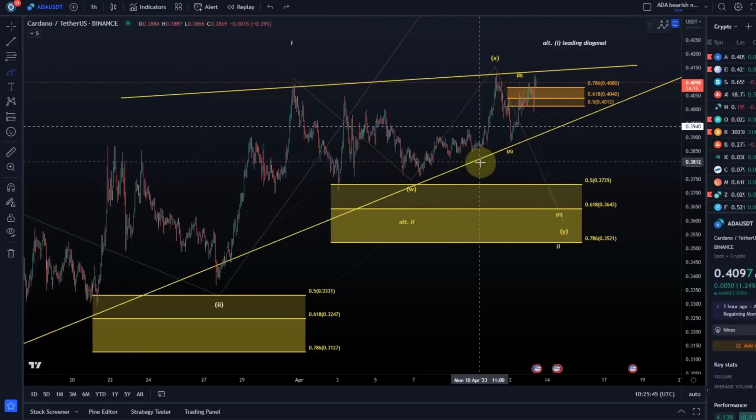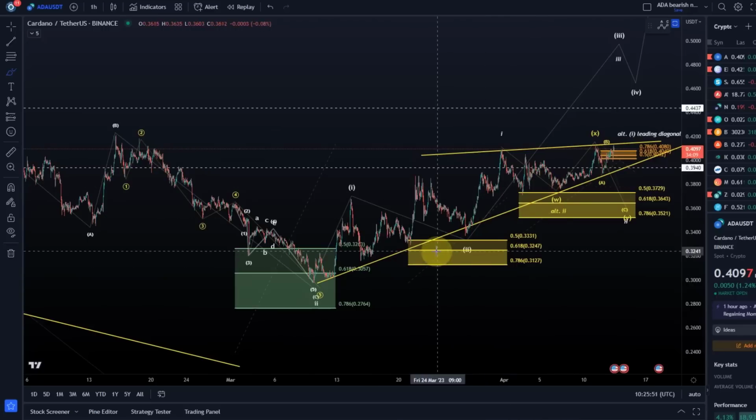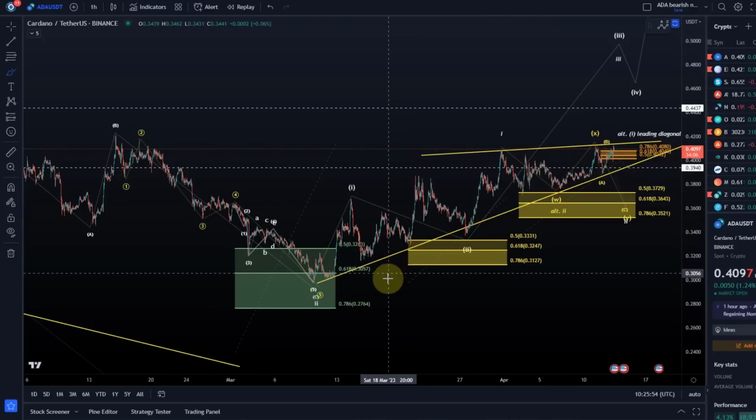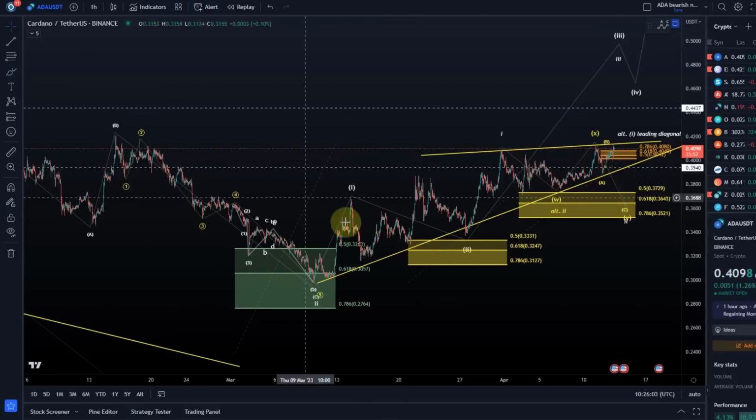Problem is with this, that as you can see here, we would break out of this wedge pattern to the downside. So this is a so-called ascending wedge. There are no ascending wedges in Elliott wave, but we call them leading diagonals, or they could also be ending diagonals in some charts. But depending on, this is a leading diagonal here. In this leading diagonal, what does it mean?